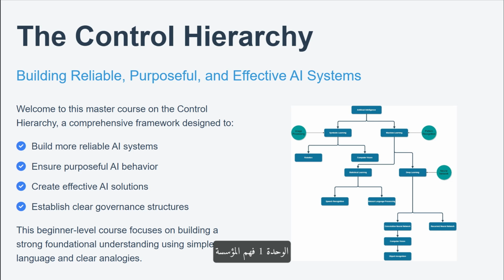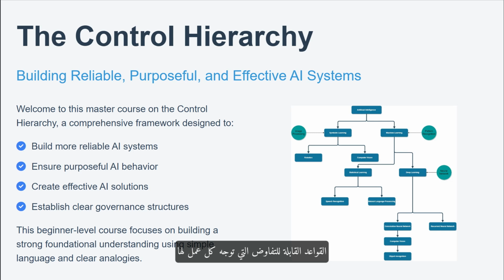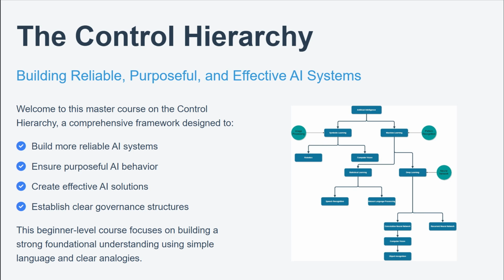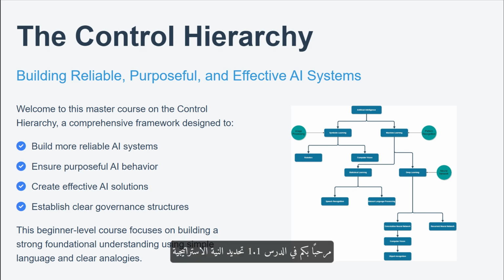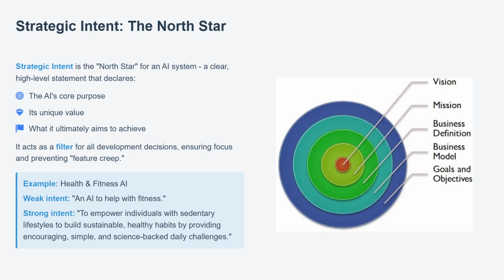Module 1, Understanding the Foundation, Strategic Intent, and Guiding Principles. This first module introduces the highest layer of the control hierarchy. We will explore an AI's core purpose and the non-negotiable rules that guide its every action, ensuring it stays true to its mission. Welcome to Lesson 1.1, Defining Strategic Intent.